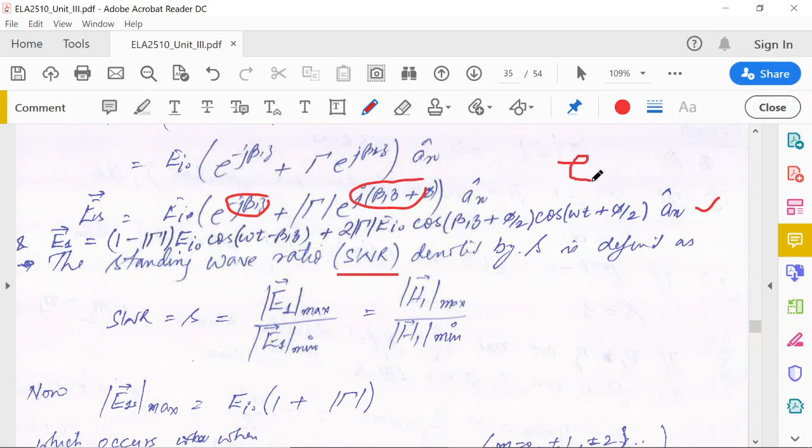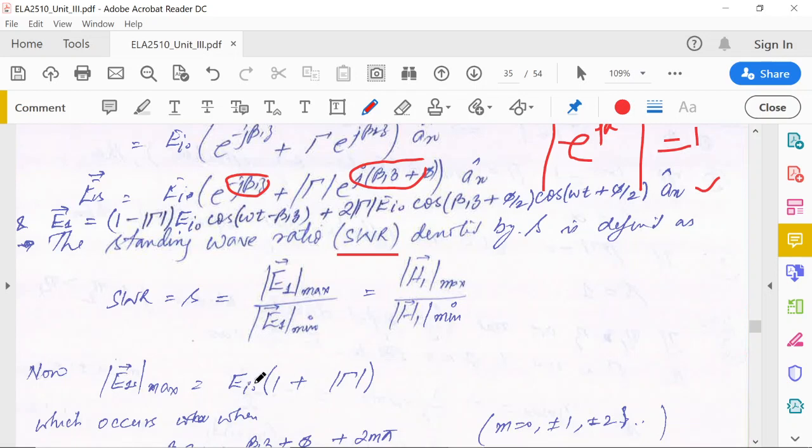If you take any quantity e^(jx), the magnitude of this quantity will always be 1. So if they are in the same phase, you can take it out, the magnitude will remain 1, and multiplied by 1 plus gamma. So the maximum will be equal to E_i0 times 1 plus gamma. And the maximum will occur when these two are in the same phase.